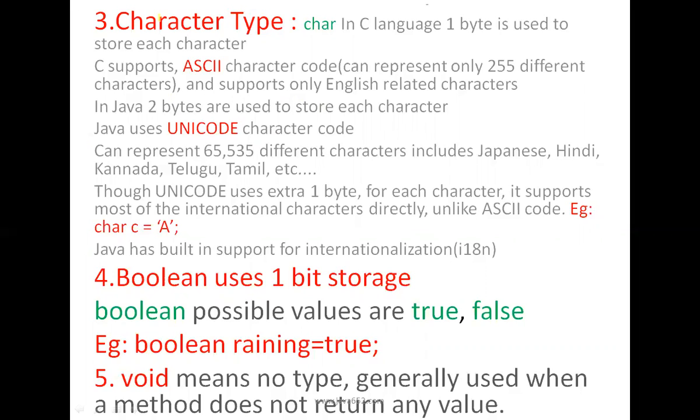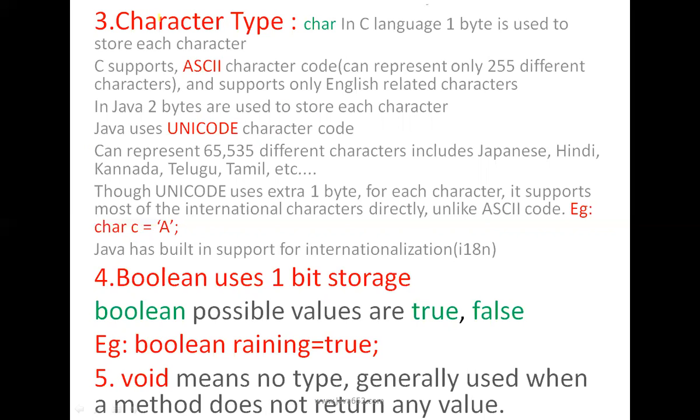Okay. See, what does a character mean? Say an organization's name is Mindtree. Each one, M is a character, I is a character. So each one is a character. Now, what is the difference between a C language character and a Java character?